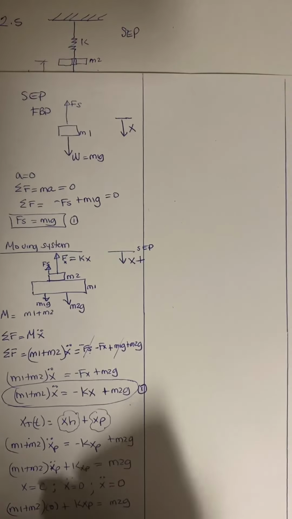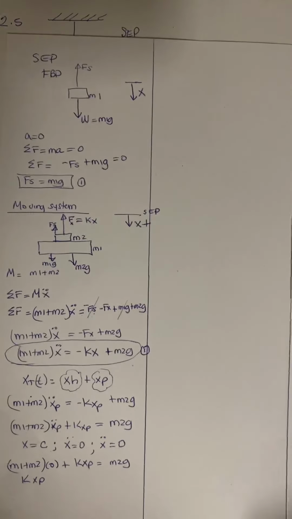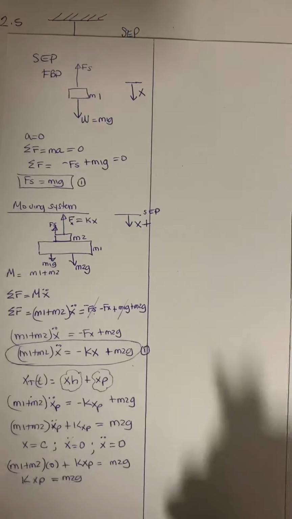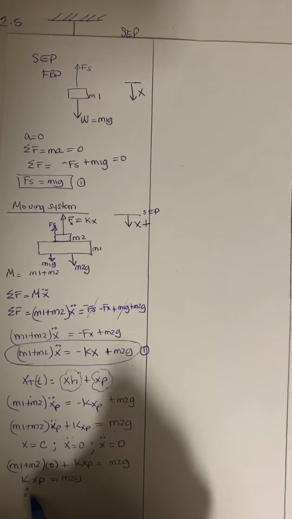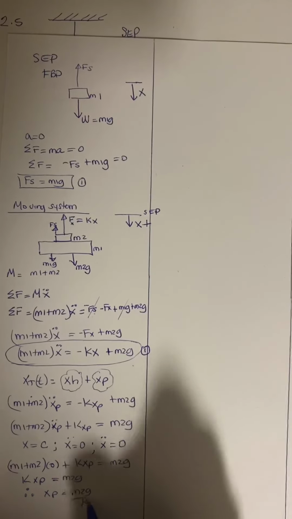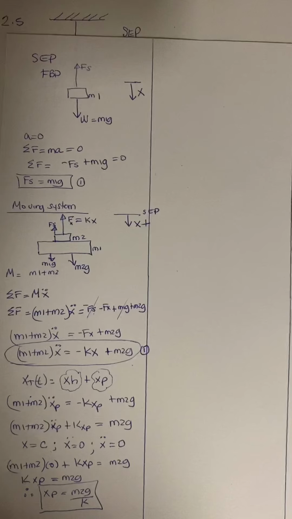From these, we can find the particular solution. So we can see that kxp is equal to m2g, therefore xp is equal to m2g over k. And this is our particular solution for this problem.